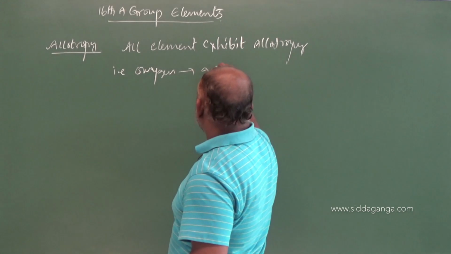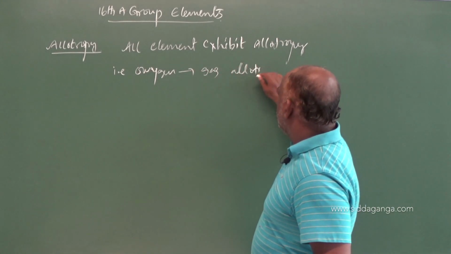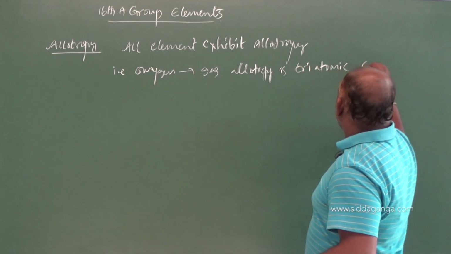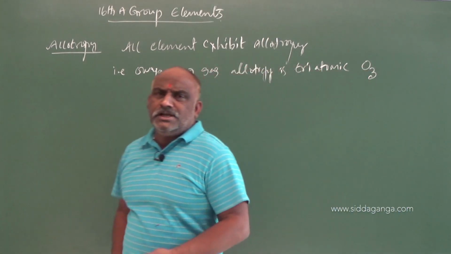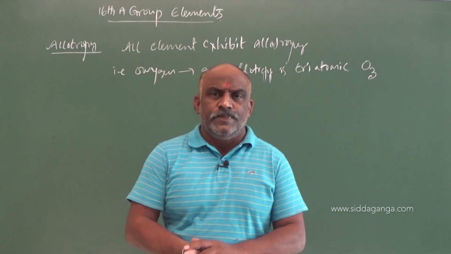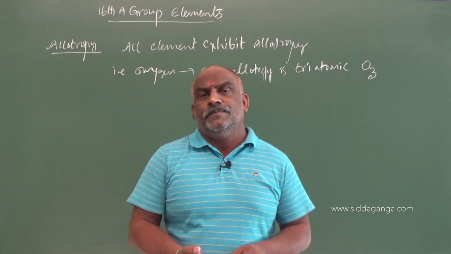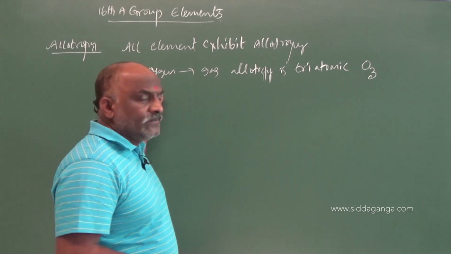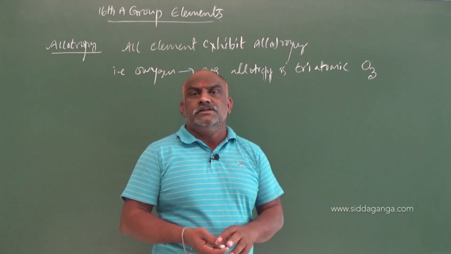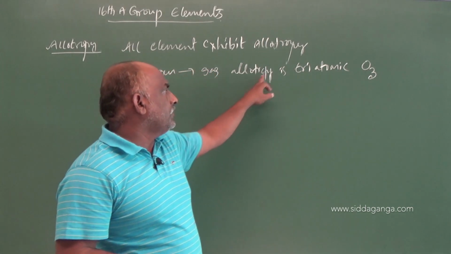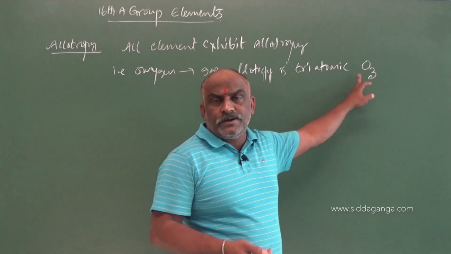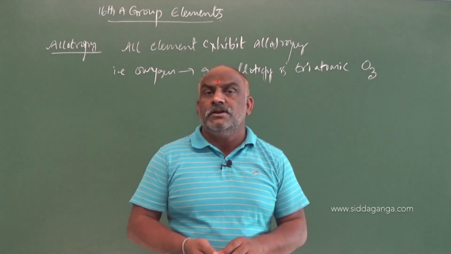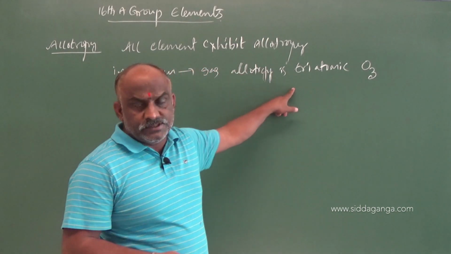We know oxygen is in gaseous state. The allotrope is triatomic, nothing but ozone. Generally all allotropes are in solid state, but one and only gaseous state allotropy is possible for oxygen. Gaseous state allotropy is triatomic oxygen. The triatomic oxygen is called as ozone. Make a note, this is an important point.